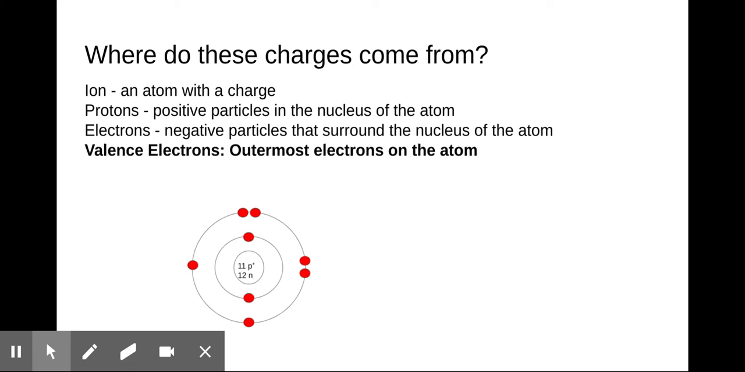Another new vocabulary word we have is called valence electrons. And valence electrons are the very outermost electrons on the atom. So if we look at our oxygen atom below, we want to count up only the electrons on the very last ring. And if we count those up, we have 1, 2, 3, 4, 5, 6 valence electrons.